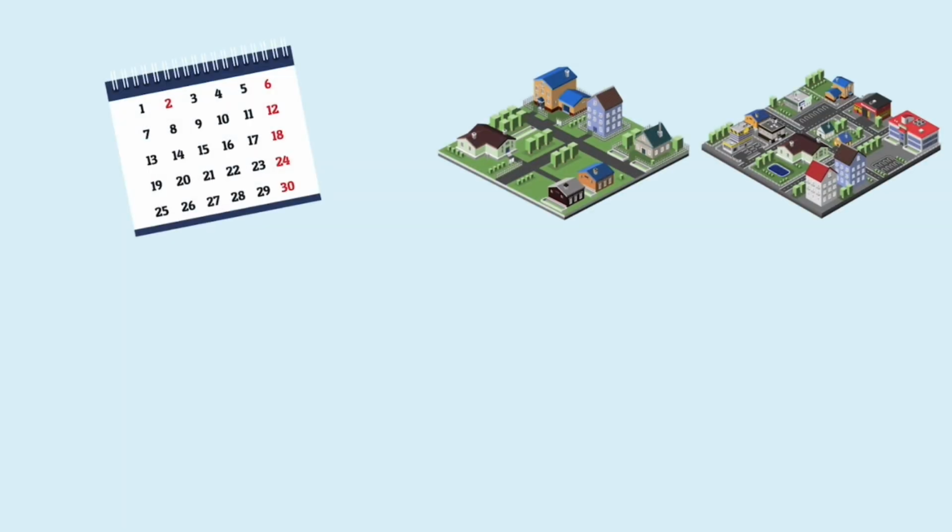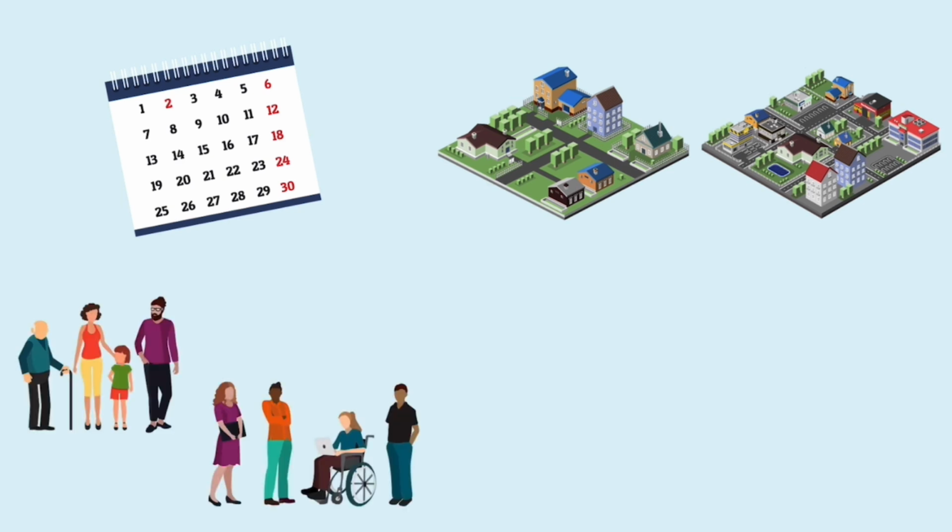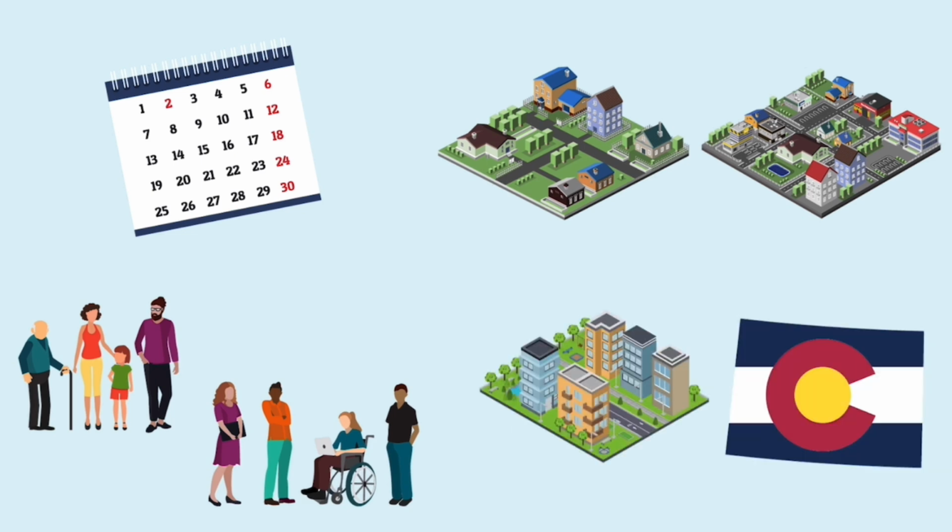When examining data, you can make comparisons such as between the community now and the community in the past, between the community and other similar communities, among different population groups in the community, including different age groups and genders, and between the community and the state.